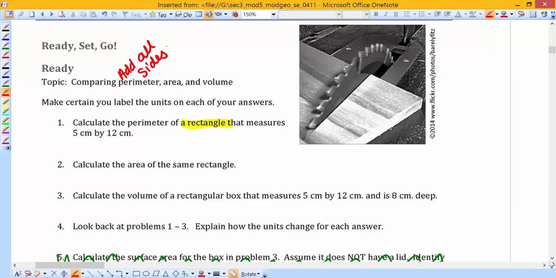It might help for you to draw pictures here. If you need that visual, draw the rectangle, label your sides, find your perimeter. Area of a rectangle is length times width. Again, you can draw a picture. And the volume is length times width times height. So please, take your time, draw pictures. If you need to Google something, Google it, see how the formulas work. But it shouldn't be that bad.